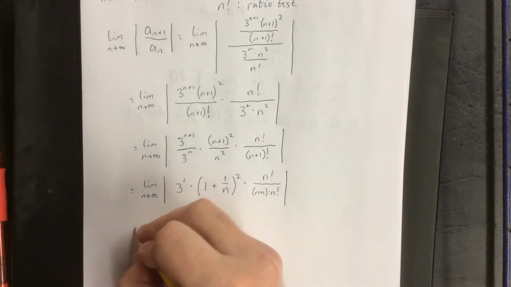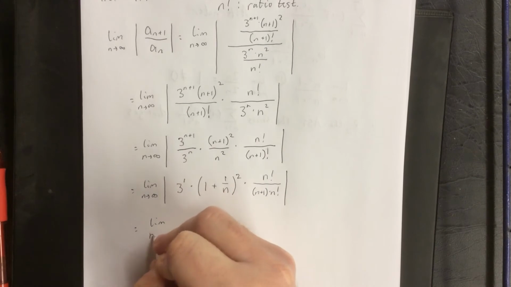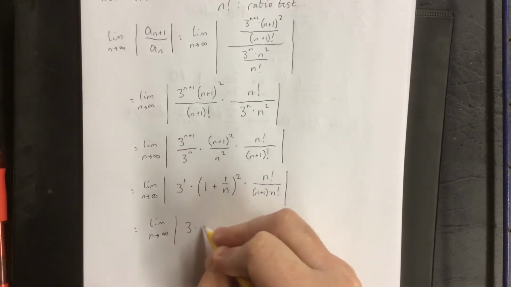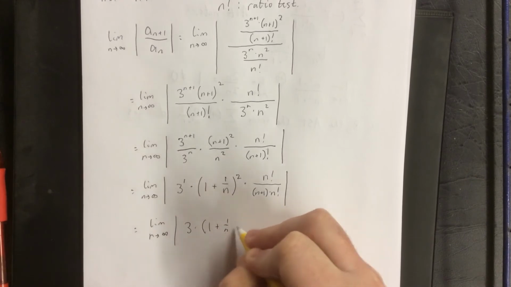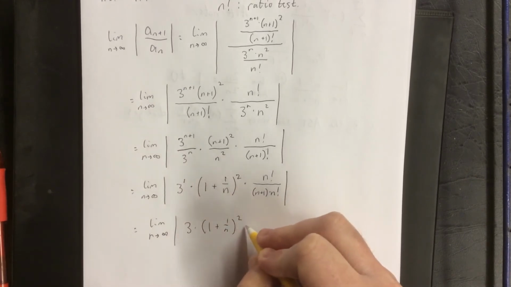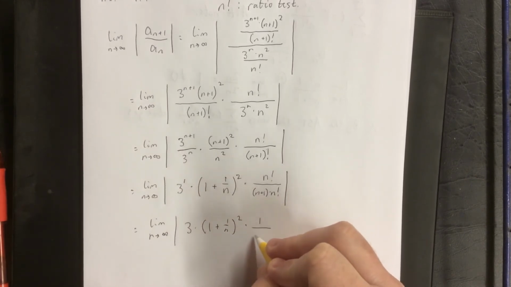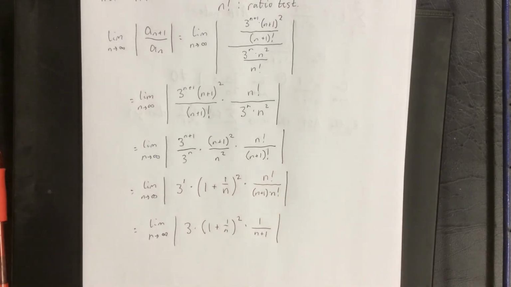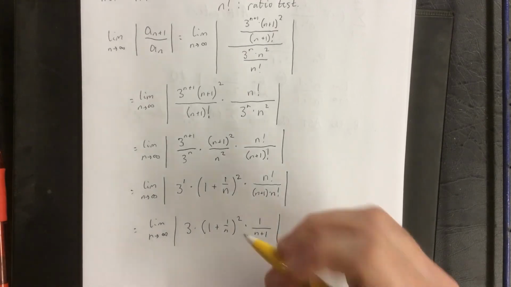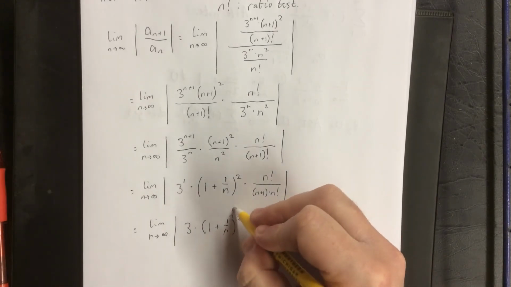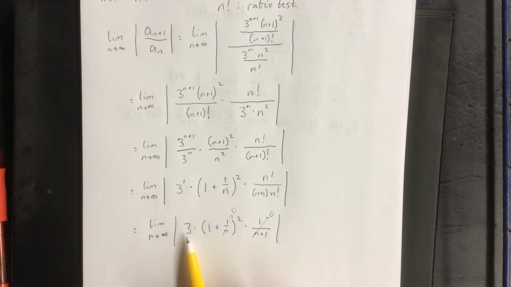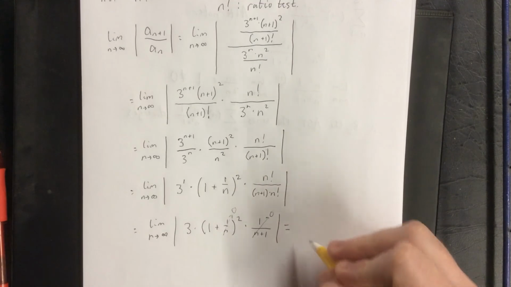What we'll be left with is the following: 3 times 1 plus 1 over n, quantity squared, times 1 over n plus 1. Now if I allow n to go to infinity, this will go to 0, and this term will go to 0 as well, telling us that we're left with 3 times 1 times 0. This is equal to 0.